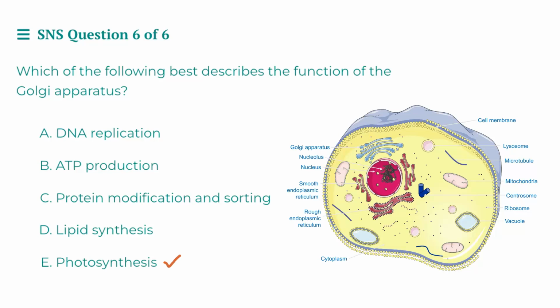And then lastly, we have photosynthesis. So photosynthesis is actually occurring in a different type of cell. It's occurring in plant cells rather than animal cells, and it's occurring in a different organelle, known as the chloroplast. So for these reasons, E, photosynthesis, is also not correct. And again, our correct answer is C. The Golgi apparatus is responsible for protein modification and sorting.